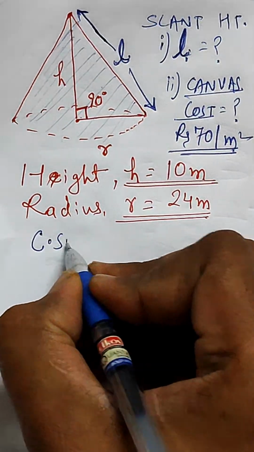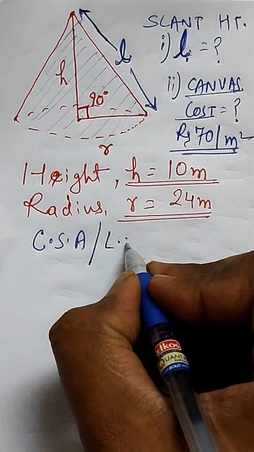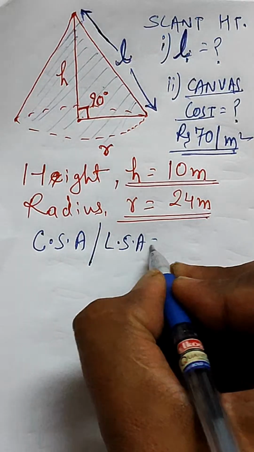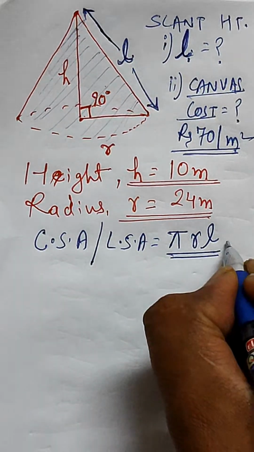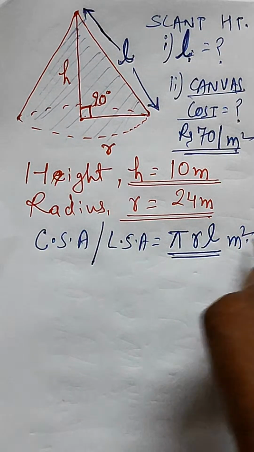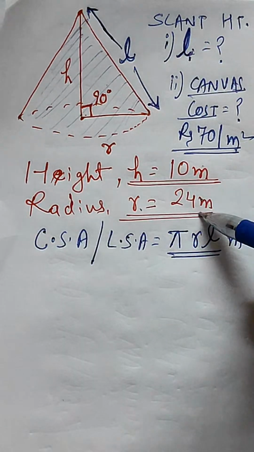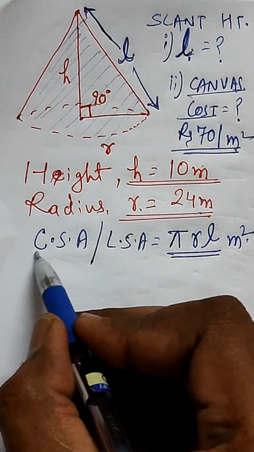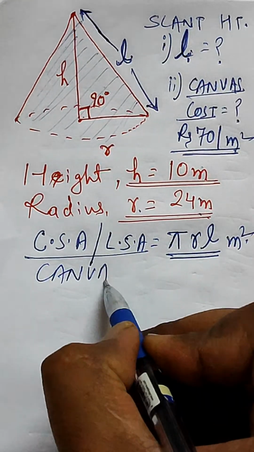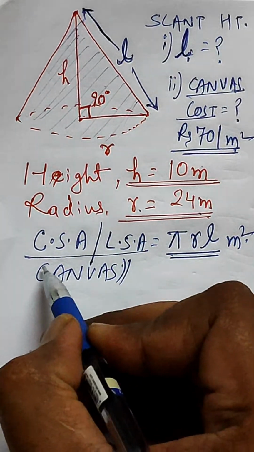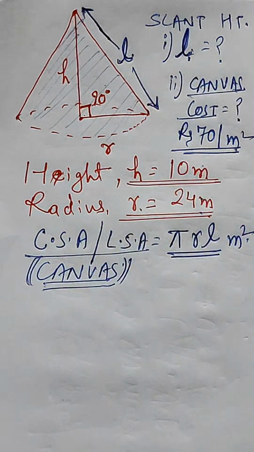First of all calculate the L, slant height, and the canvas cost will be calculated when we calculate the curved surface area of this cone. The curved surface area of this cone will give you the required cloth to make this tent. The curved surface area or lateral surface area of this cone is pi RL, in meter square, because here the radius and height are all given in meter. So this will give you the required canvas we need to make this tent.